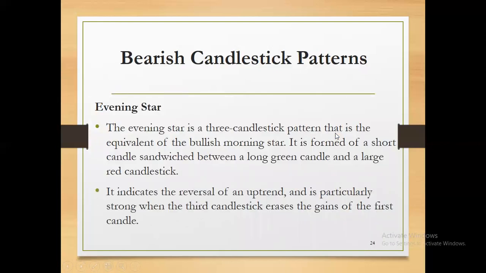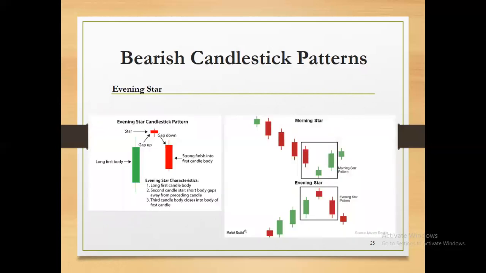So we also have the evening star, which is the opposite of the morning star. It's a three candlestick pattern that is the equivalent of the bullish morning star. It is formed of a short candle sandwiched between a long green candle and a large red candlestick. It indicates the reversal of an uptrend and is particularly strong when the third candlestick erases the gains of the first candle. This is an example of it.